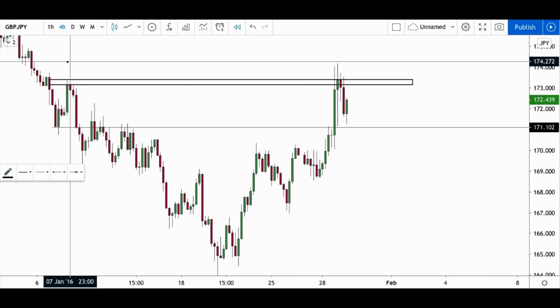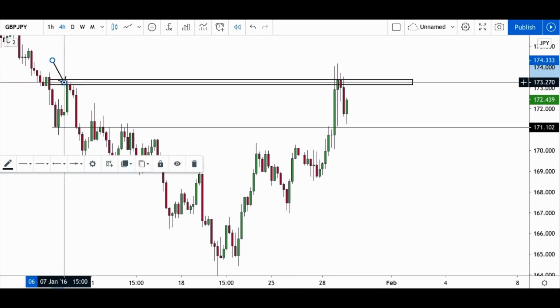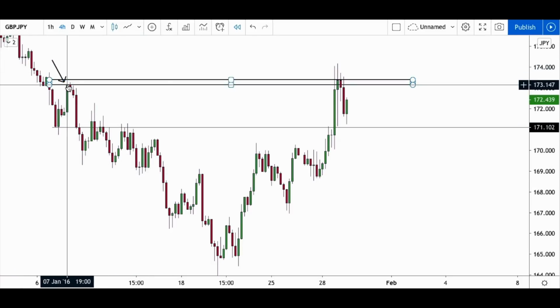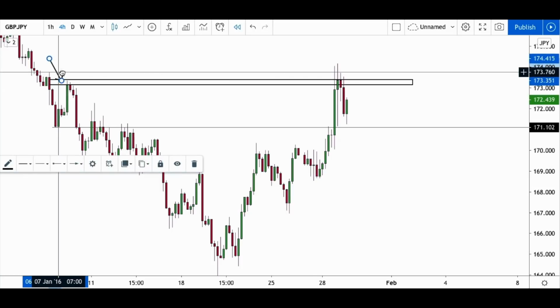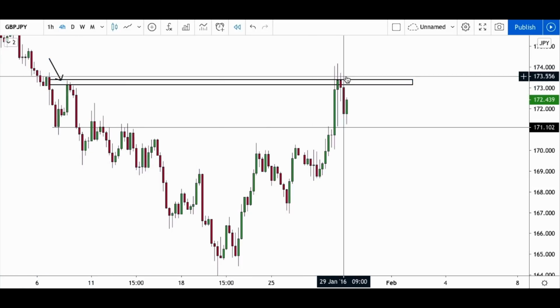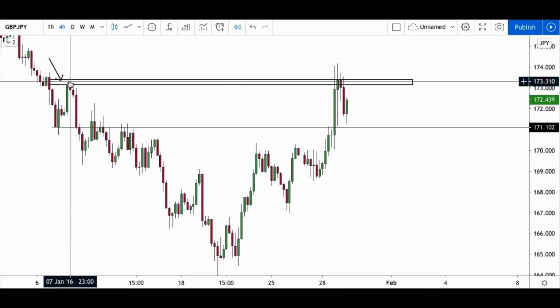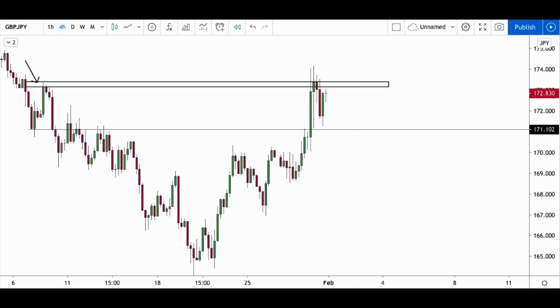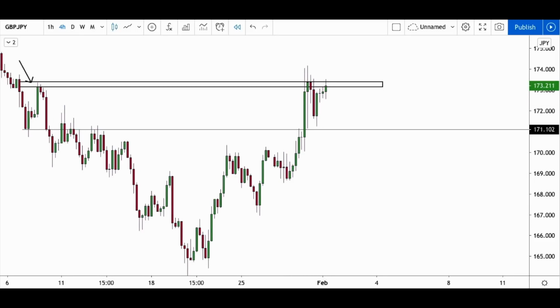You guys see how I did that? It was very simple. I just identified a high in the market where price struggled to break above. I just drew a zone across, and you guys can see how clearly the market just basically respected it. Okay, so let's see what happens now. Let's see if we can break above or maintain a closure below.